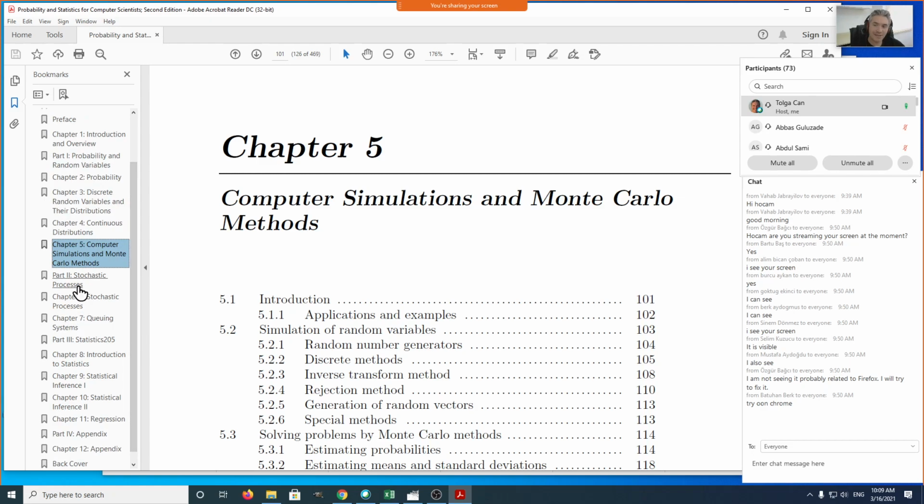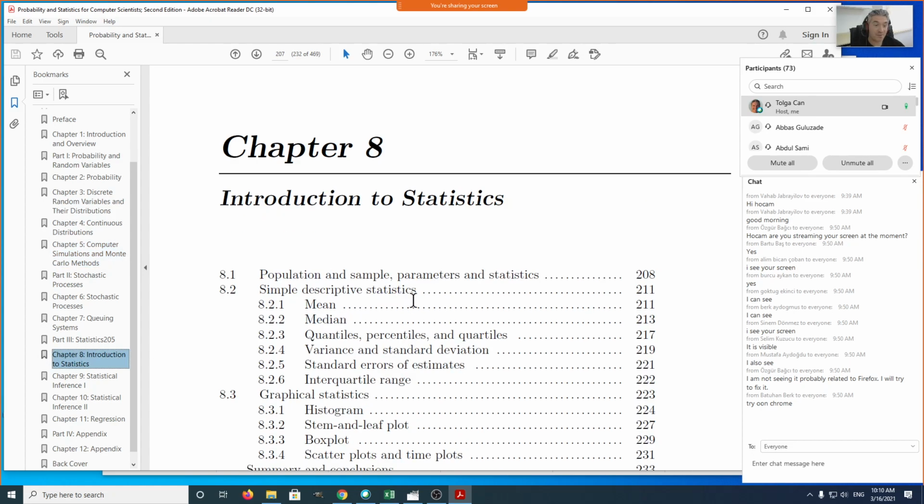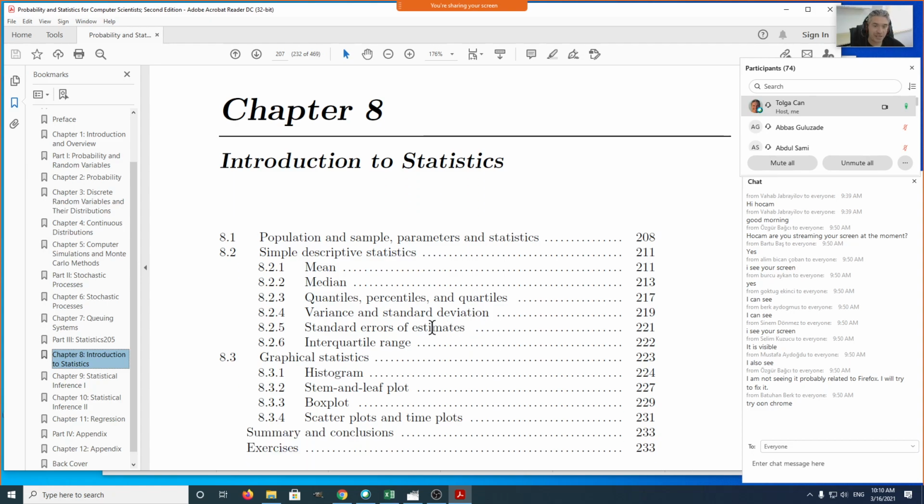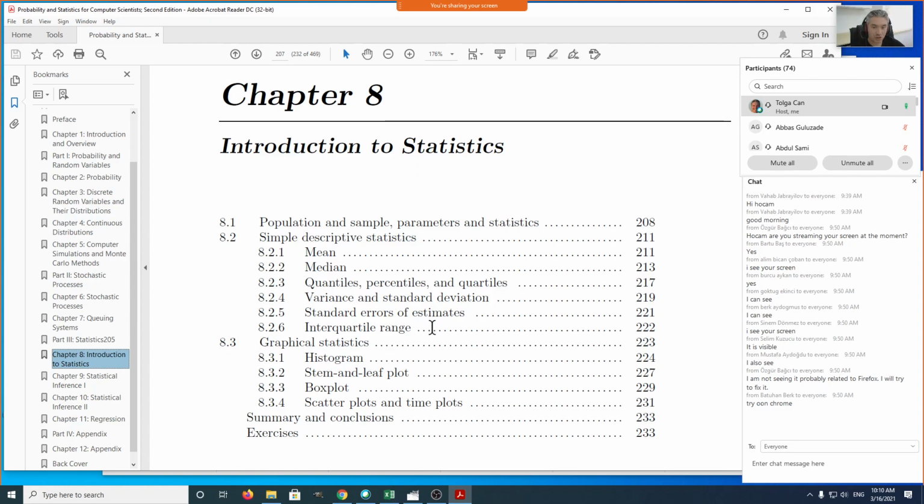Stochastic processes, we are going to leave this to the end of the semester. After chapter 5, we are going to jump to chapter 8 and talk about statistics. What is statistics? It's basically, we already have some data. You don't have probabilities, but you have some collected data and computing some descriptive statistics about this data, the mean, median, different quantiles, quartiles, different visualization tools to help you to understand the distribution in general. So statistics is basically a data-oriented look at uncertainty. On the other hand, probability is more mathematics-oriented.